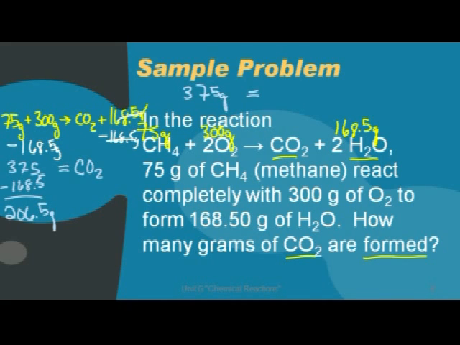Remember, the whole purpose for solving the problem was to make sure our conservation of mass law was being followed. If on our reactant side we had 375 grams, that means we must have 375 grams on the product side. Since carbon dioxide equals 206.5 grams and water is 168.5 grams, if we add those two numbers together, we get our 375, showing that both sides of our equation are equal.